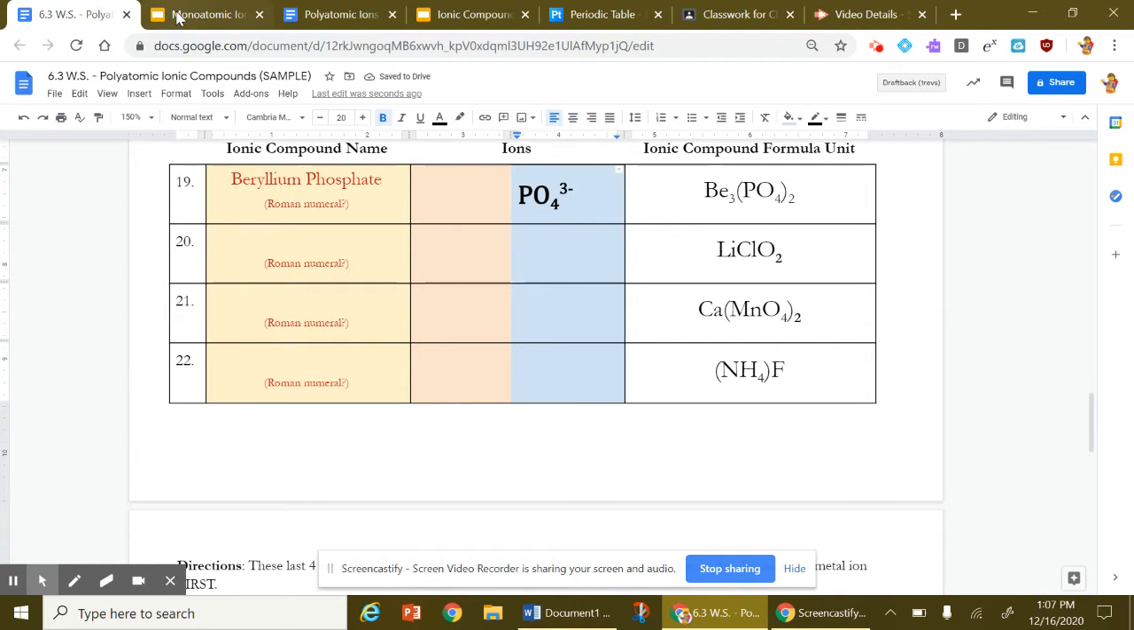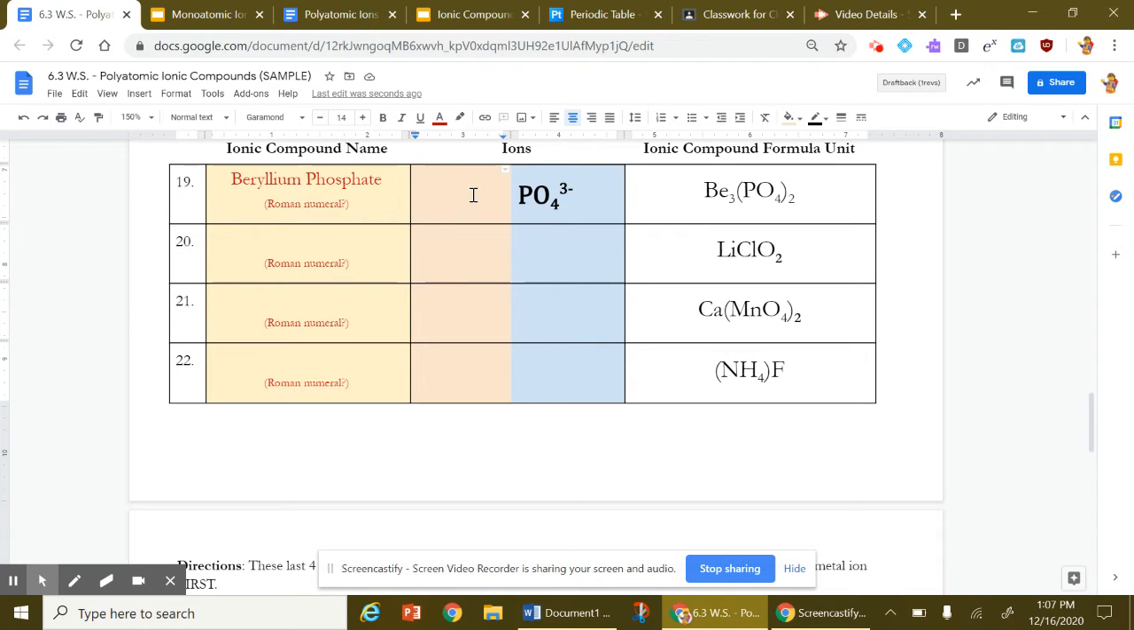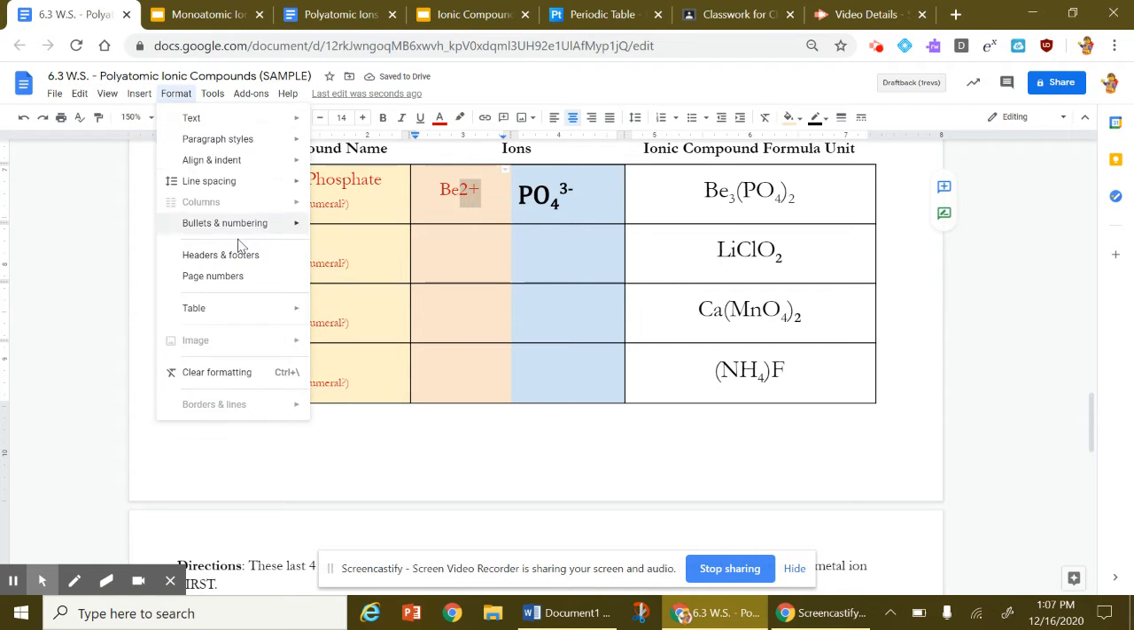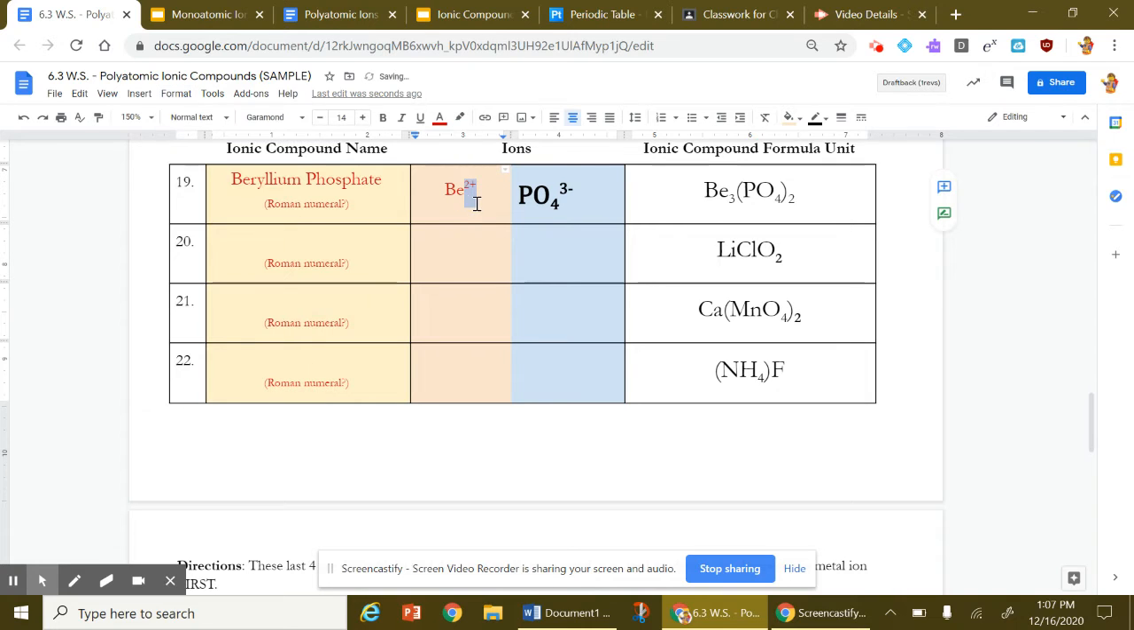Be is beryllium. And what's the charge of a beryllium? Is it on here? Be, beryllium. It is. It has a 2 plus charge. All right, Be 2 plus. That means, guess what? We don't need Roman numerals. Format, text, superscript. We don't need Roman numerals here because beryllium always has the same charge every single time. Bam, bam, bam. Done. Let's do another one.